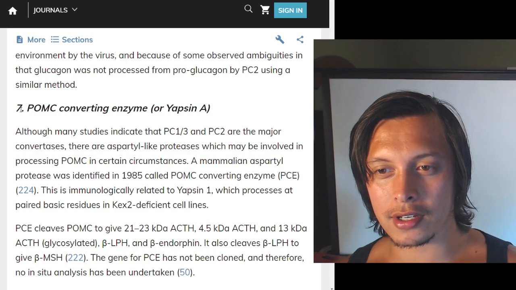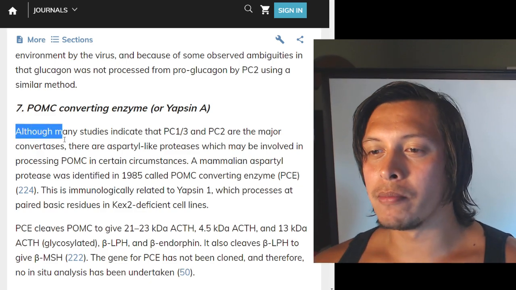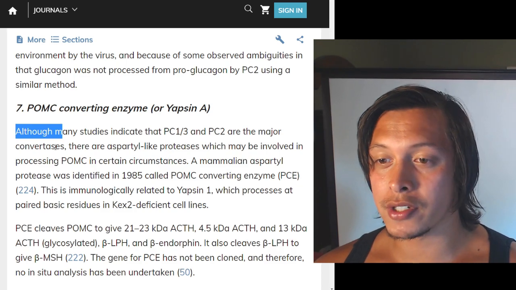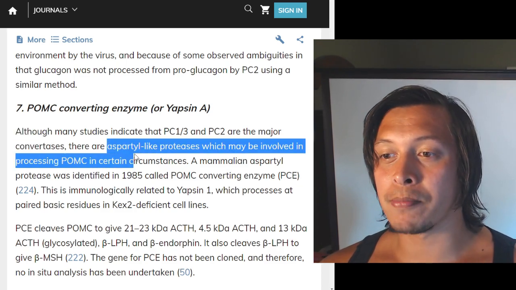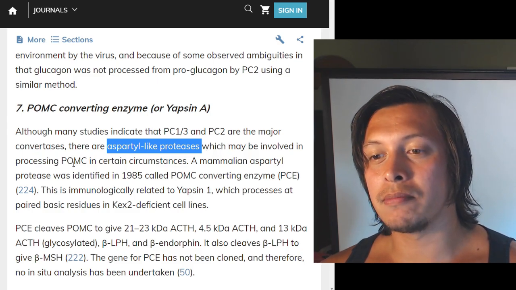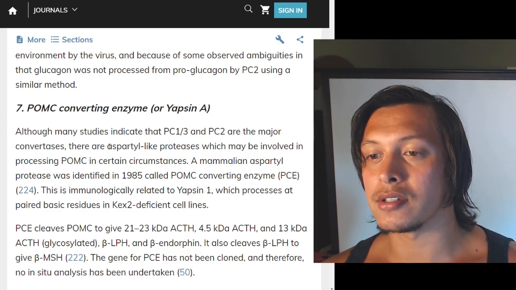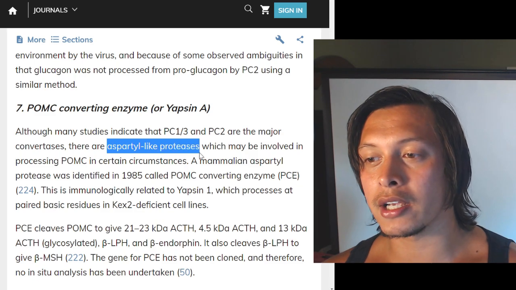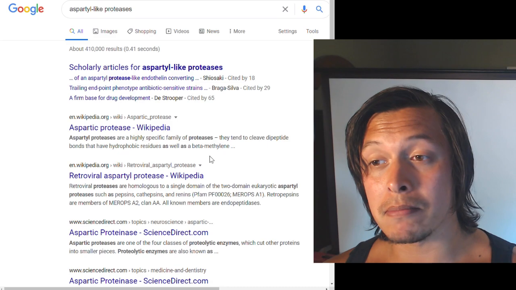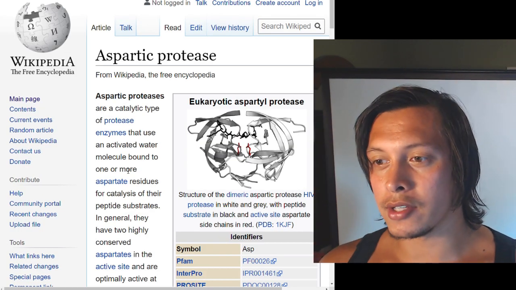Regardless, let's continue. So although many studies indicate that PC13 and PC2 are the major convertases, there are aspartyl-like proteases which may be involved in processing POMC in certain circumstances. So what are aspartyl-like proteases? So think of aspartic acid, which is one of the amino acids. So let's look up aspartic protease just to be sure.